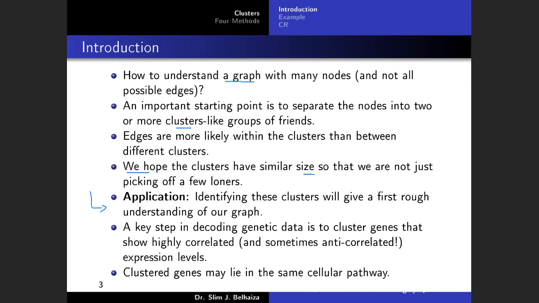As an application, identifying these clusters will give a first rough understanding of a graph. Clustering has also been used in decoding genetic data, to cluster genes that show high correlations or anti-correlations. And clustered genes may lie in the same pathway.